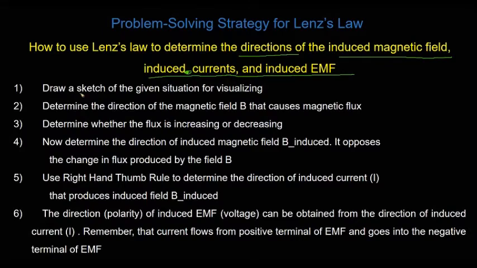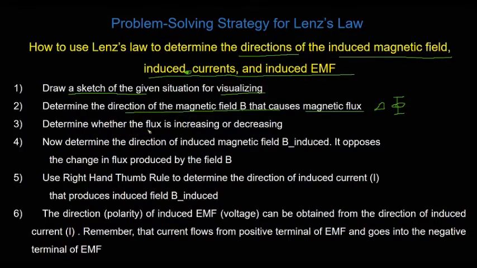So we'll have to see what is happening to the coil first. Is it moving, or is it rotating, or what is happening? And so we'll draw a sketch of the situation, and we'll try to visualize what is happening in the problem. And then we will find out the direction of the magnetic field which causes the change in the flux. There should be a change in the flux to have induced EMF. Once we have the induced EMF, then we can get the direction of the EMF and the current and the field later on.